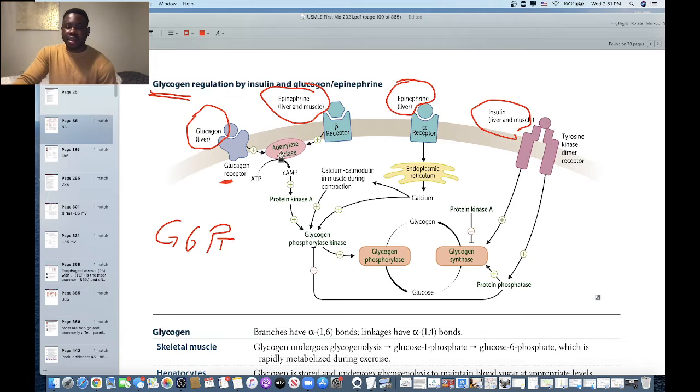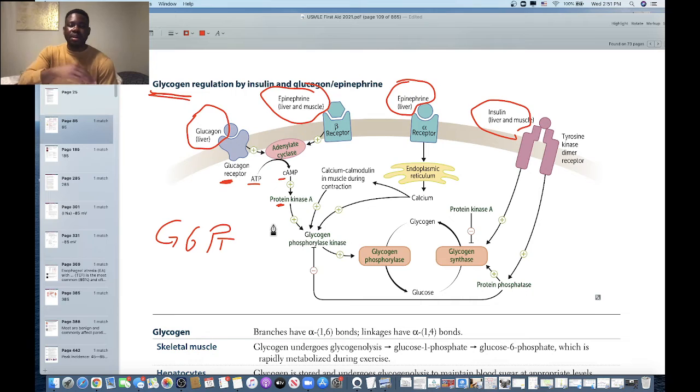The adenylyl cyclase converts ATP into cyclic AMP, as we see over here. Now cyclic AMP has what? Phosphate, so it can stimulate what? Protein kinase A, and the protein kinase A is the one that kinases all the proteins. And I told you that anytime you see kinase, it means addition of a phosphate.